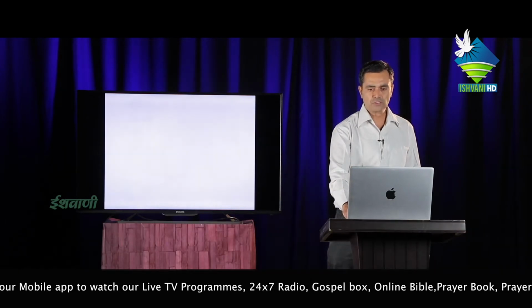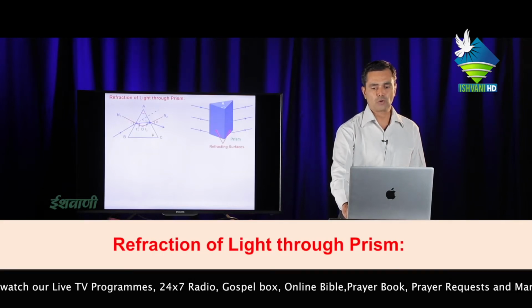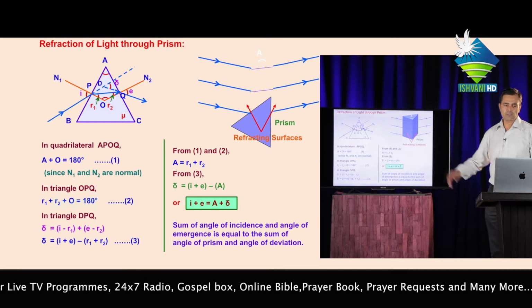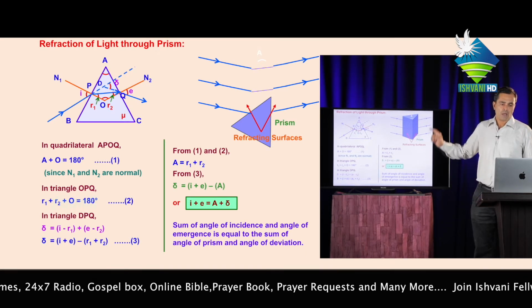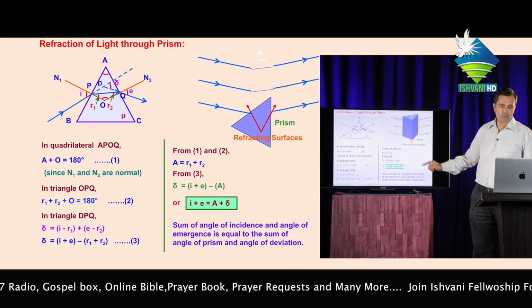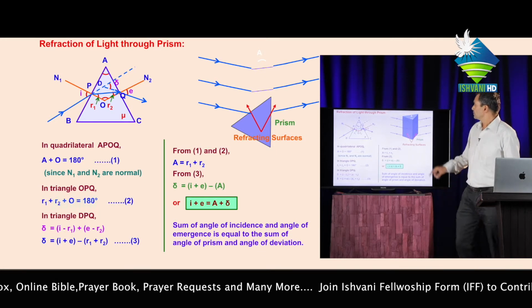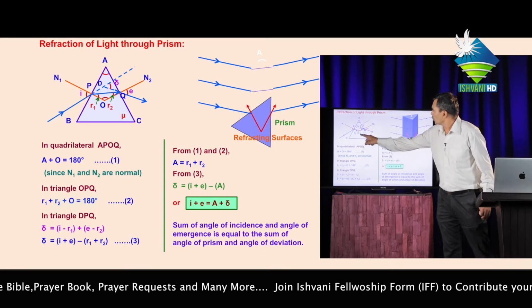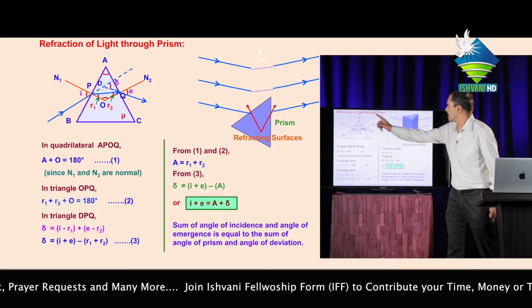Now, the first topic: refraction of light through a prism. In the figure, ABC is a prism. N1O is a normal on the refracting surface AB, and N2O2 is a perpendicular on the other refracting surface AC.